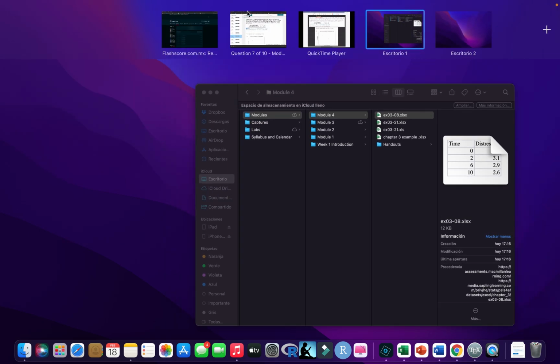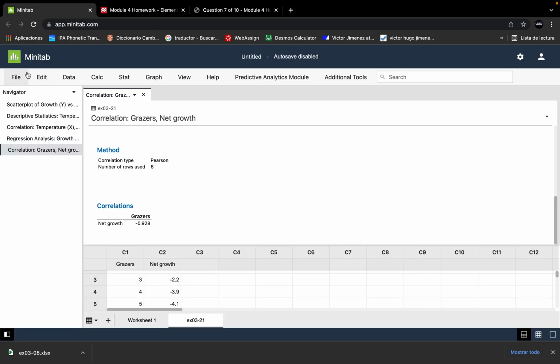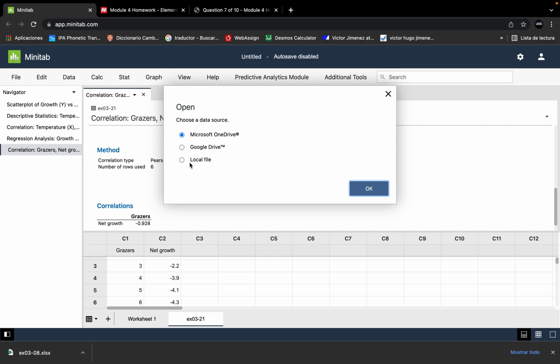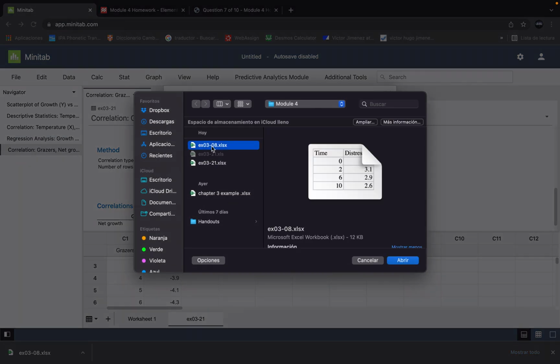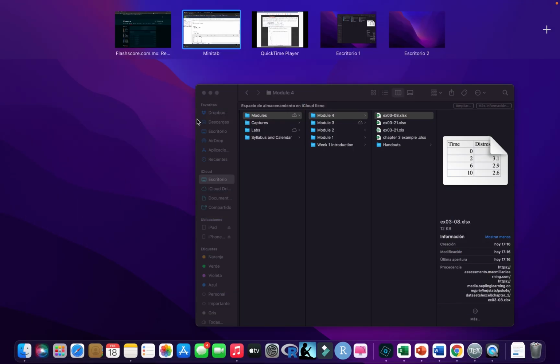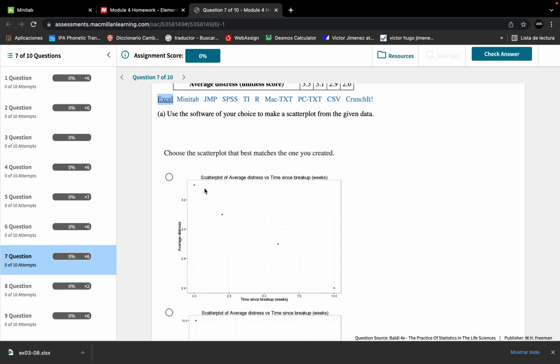I close this and then I open this directly from Minitab. File, open, worksheet, local file. I don't know why, but fortunately it happened. There you have 02610. It's the same we have here. All right, so what is the question we have here?